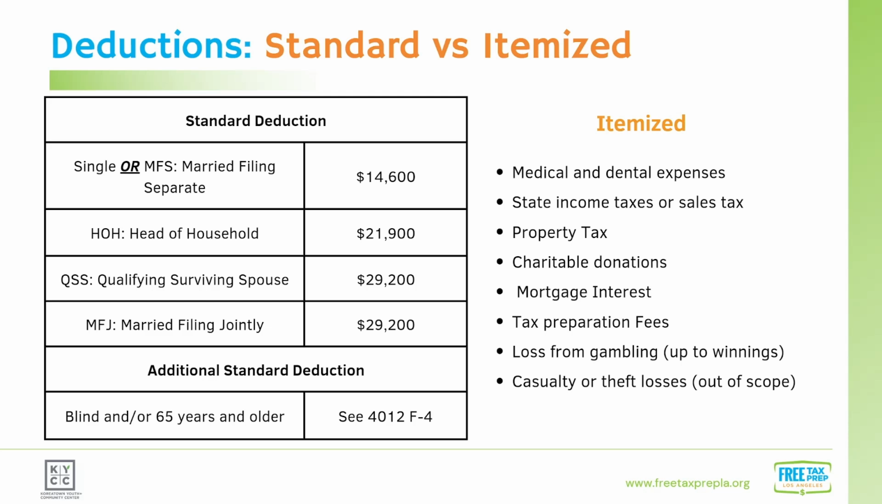I will not be going too in-depth into the standard deduction because we should have already covered this as part of the basic training. But on the itemizable deduction side, we have medical and dental expenses, state income taxes or sales tax, property tax, charitable donations, mortgage interest, tax preparation fees, losses from gambling, only up to the amount of winnings, and casualty or theft losses, which are considered out of scope.